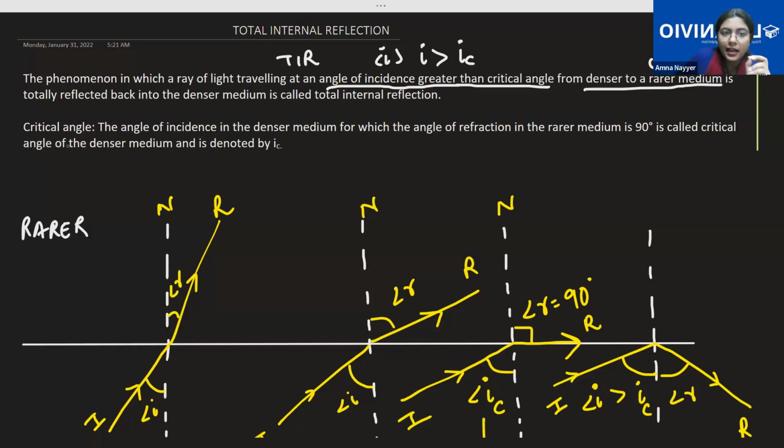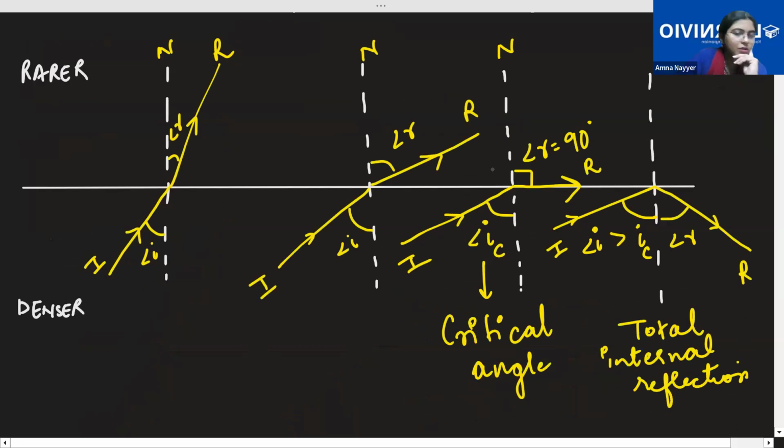Second, the critical angle, because we have mentioned critical angle and critical angle can separately be used also. Angle of incidence in the denser medium, okay, for which angle of refraction in the rarer medium is 90 degree. This is known as the critical angle of the denser medium, denoted by iC or C. Both the symbols are valid. Sometimes you will see C is written for the critical angle, sometimes you will see iC is written. So all are valid for it. Whatever is taught to you, you just use that.